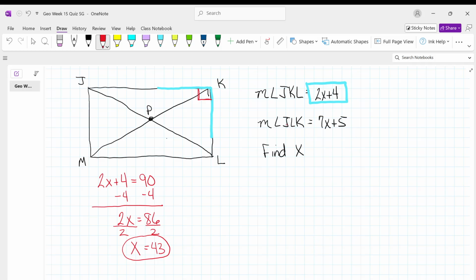If we needed to find the measure of JLK for some reason, we could substitute it. So we could take 7 times 43 plus 5. Yeah, I don't think we're going to do that example because that's not going to give us very accurate data. Okay. So the 4 angles in a rectangle are all right angles. They're all 90-degree angles.